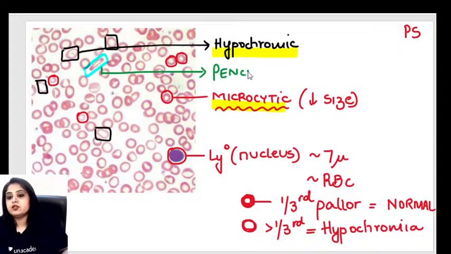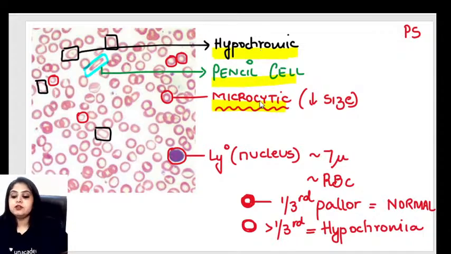This cell is referred to as the first shape variation that I'm telling you. This is a pencil cell. So overall, now I know it's a microcytic hypochromic blood picture with the presence of pencil cells. And when I get this kind of a peripheral smear, I'm very commonly doubting that this is a case of iron deficiency anemia. So I think the first 2-3 things are very clear in front of me.